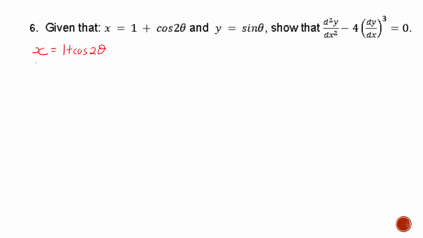So we're going to differentiate each of them and find an expression for dy/dx, separately x and y. So here dx/d theta is equal to -2 sine 2 theta. Do you all understand how that comes about?